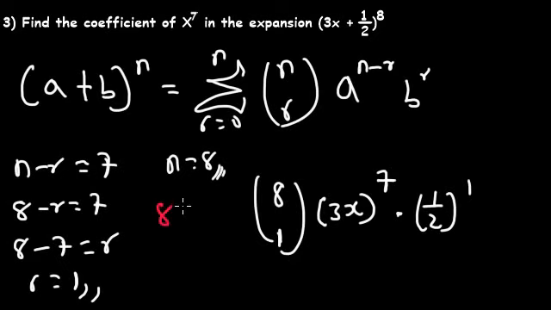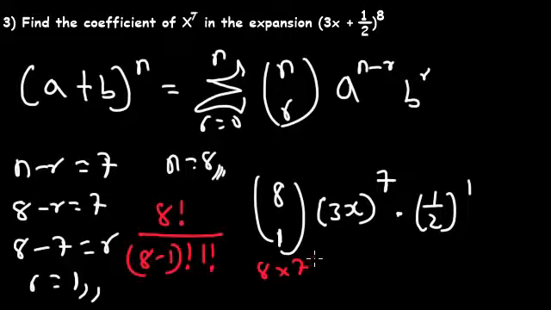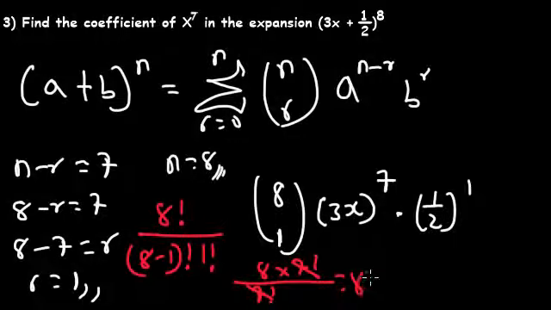So 8 combined with 1, let's compute that. That will be 8 factorial divided by 8 minus 1 factorial times 1 factorial. So 8 factorial can be simplified to 8 times 7 factorial, and 8 minus 1 is simply 7 factorial. Then 1 factorial is still 1. So this cancels. So that means 8 combined with 1 is simply 8.